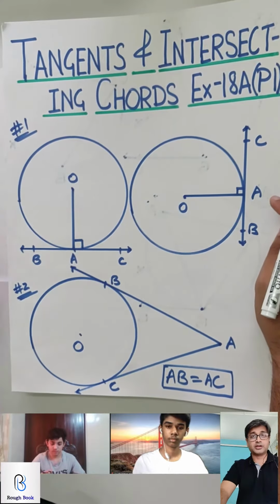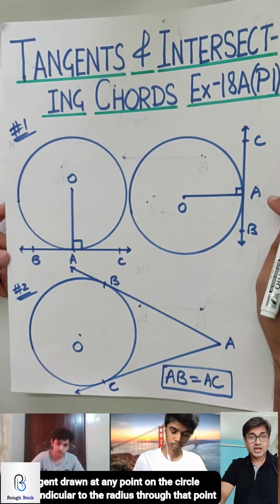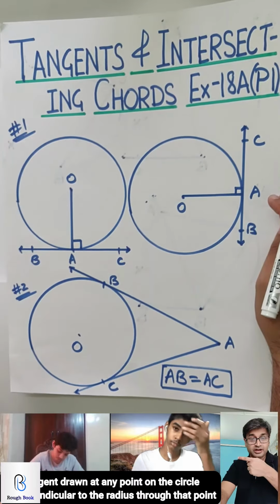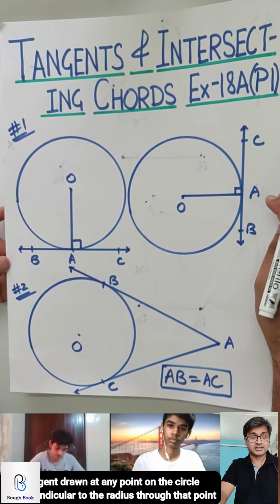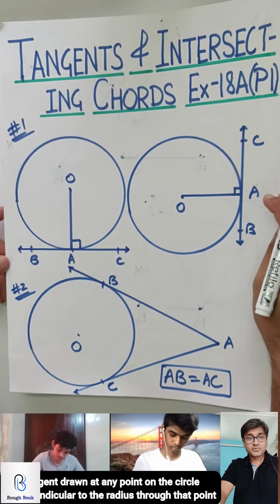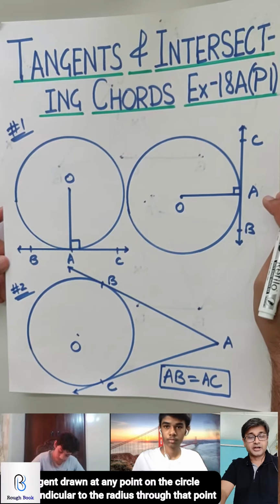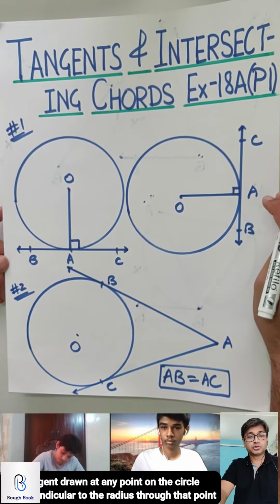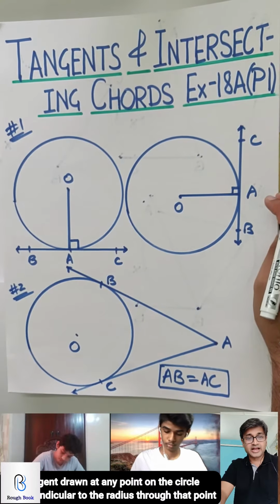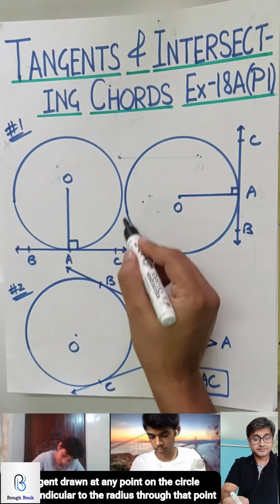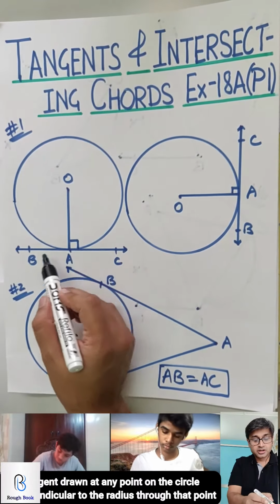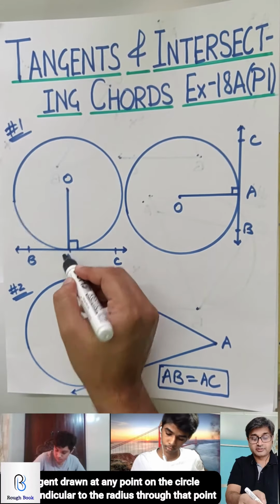Property number 1, you two guys also please write it down. You will be seeing the entire statement on the screen as well. Tangent drawn at any point on the circle is perpendicular to the radius through that point. I repeat, tangent drawn at any point on the circle is perpendicular to the radius through that point.